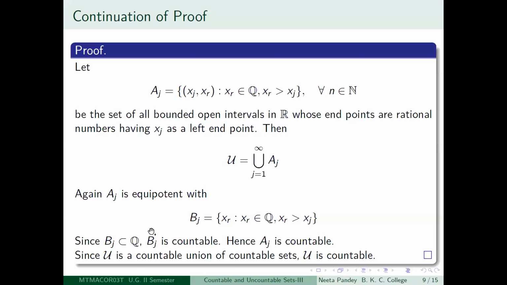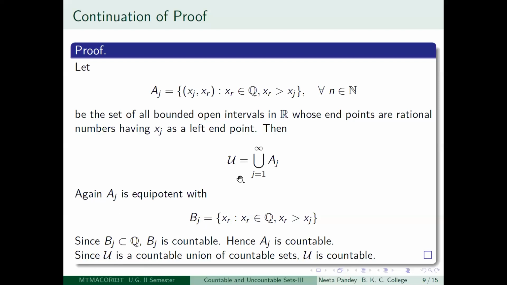And BJ is a subset of the rational numbers, right? So rational numbers are countable. A subset of a countable set is countable, so BJ is countable. Since BJ and AJ are equipotent, AJ is countable, because equipotent sets are either both countable or both uncountable. Therefore, each AJ is countable, and this script U is a countable union of countable sets. So script U is also countable.